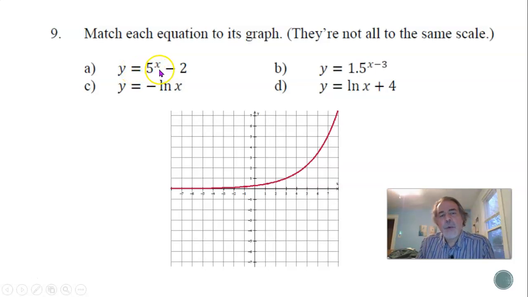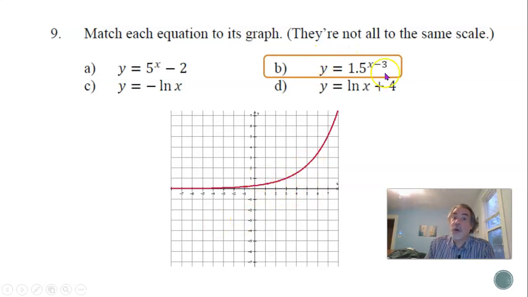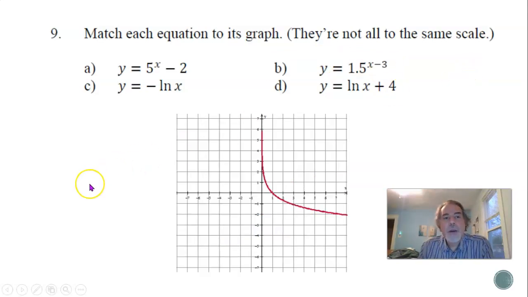Is it A? Well, with A, if I plug in 0 for x, 5 to the 0 would be 1. 1 minus 2 would be negative 1. And we would have a point on the graph where x is 0 and y is negative 1. But that's not what we have. So it's probably B. Just to double check, notice if x is 3, 3 minus 3 would be 0, and we'd get 1.5 to the 0 power. And any number to the 0 power is 1. So we do have that point on the graph where x is 3 and y is 1. This is equation B.